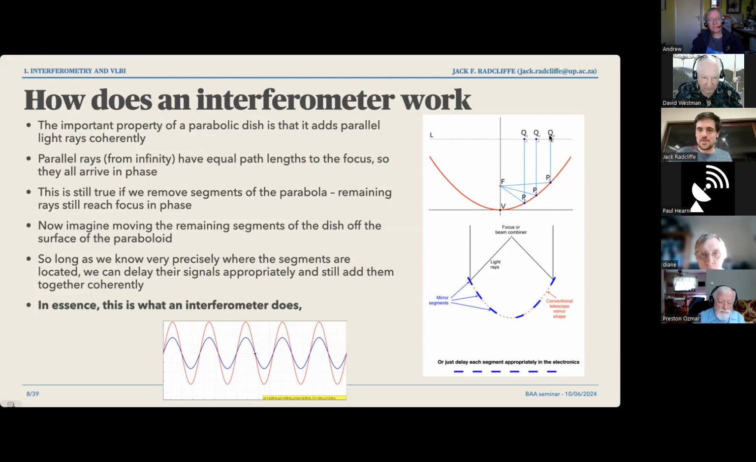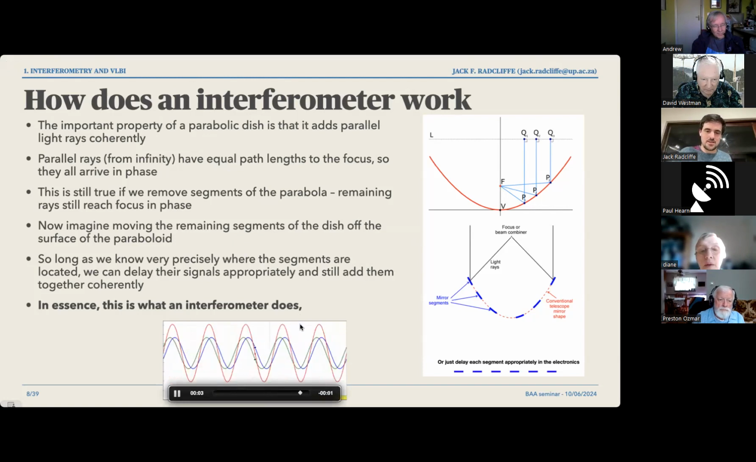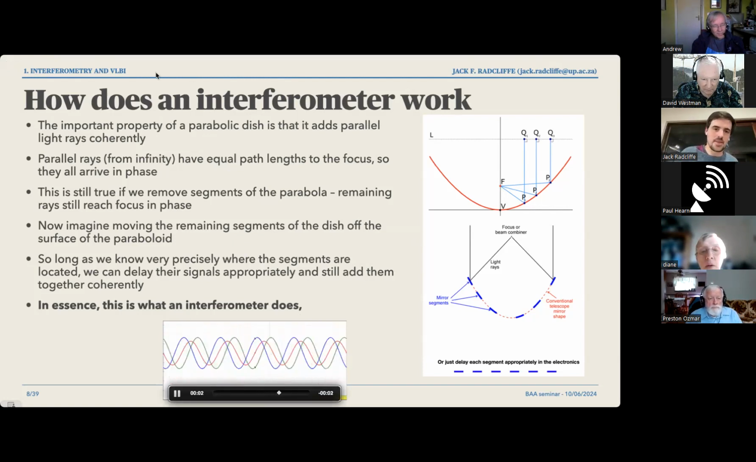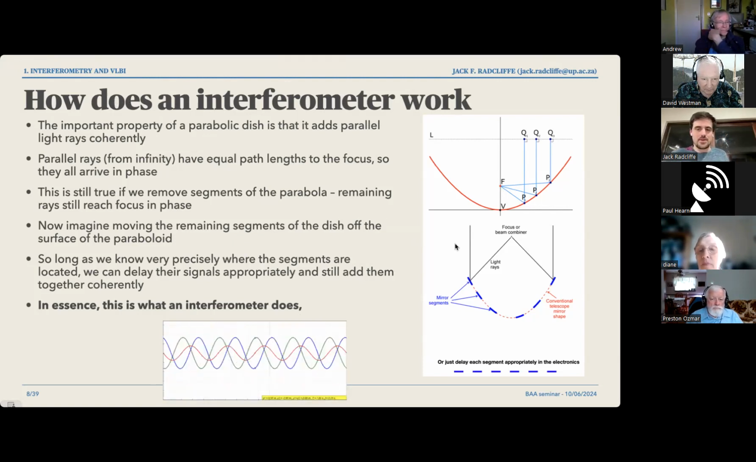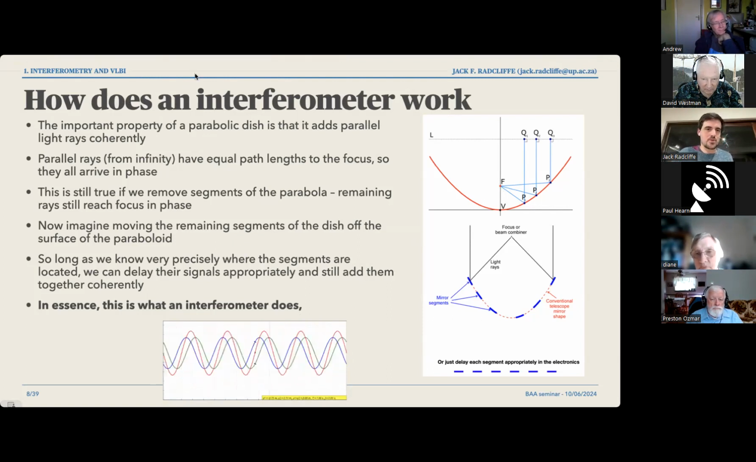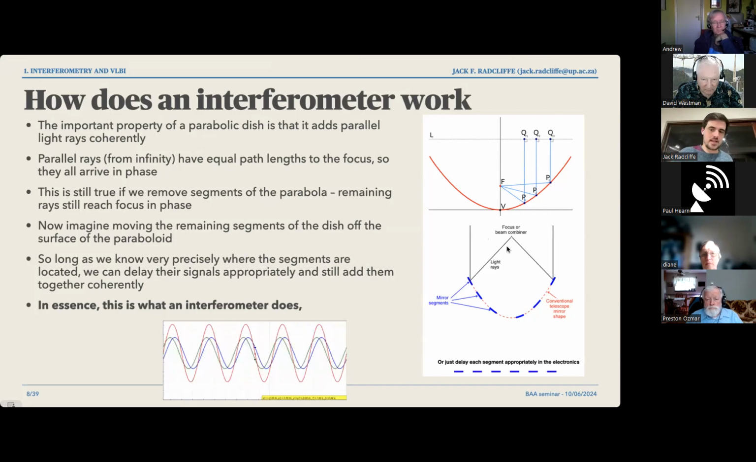So the path from this point here, can you see my mouse on here? Okay, the path from this point here to the focal point is exactly the same length. And so that means that when your waves come together, you get this red line here where it's at a maximum all the time. This is kind of how an interferometer works, except that you're taking parts of that mirror and moving them apart. You can make basically a virtual parabola the size of the Earth, and you move these mirror segments apart, and then you focus those rays again, making sure that this path length is exactly the same.